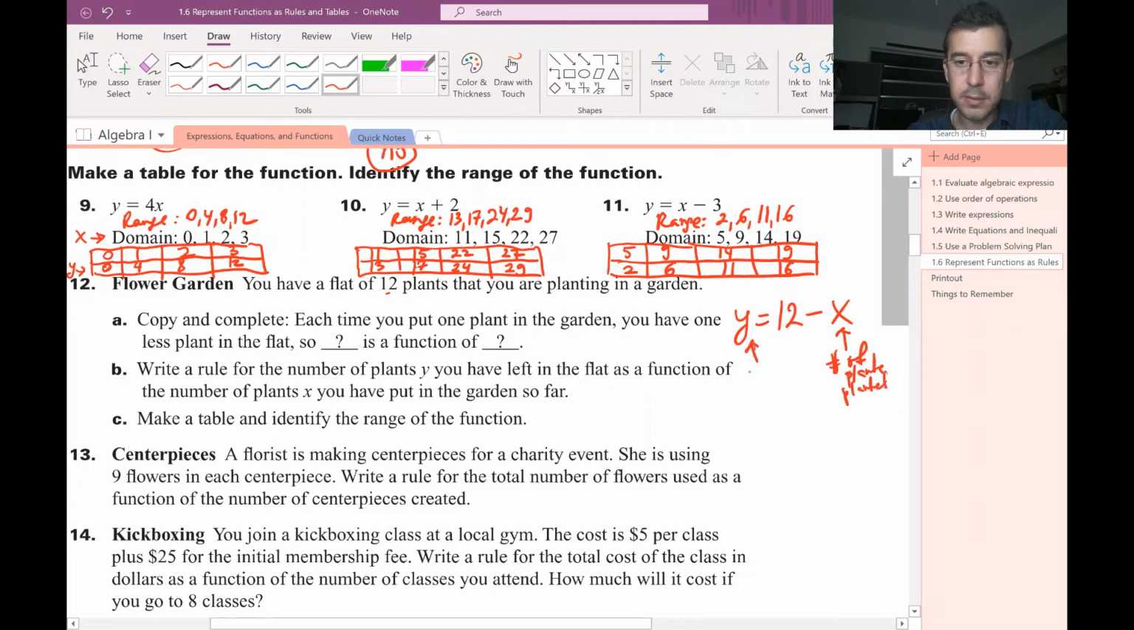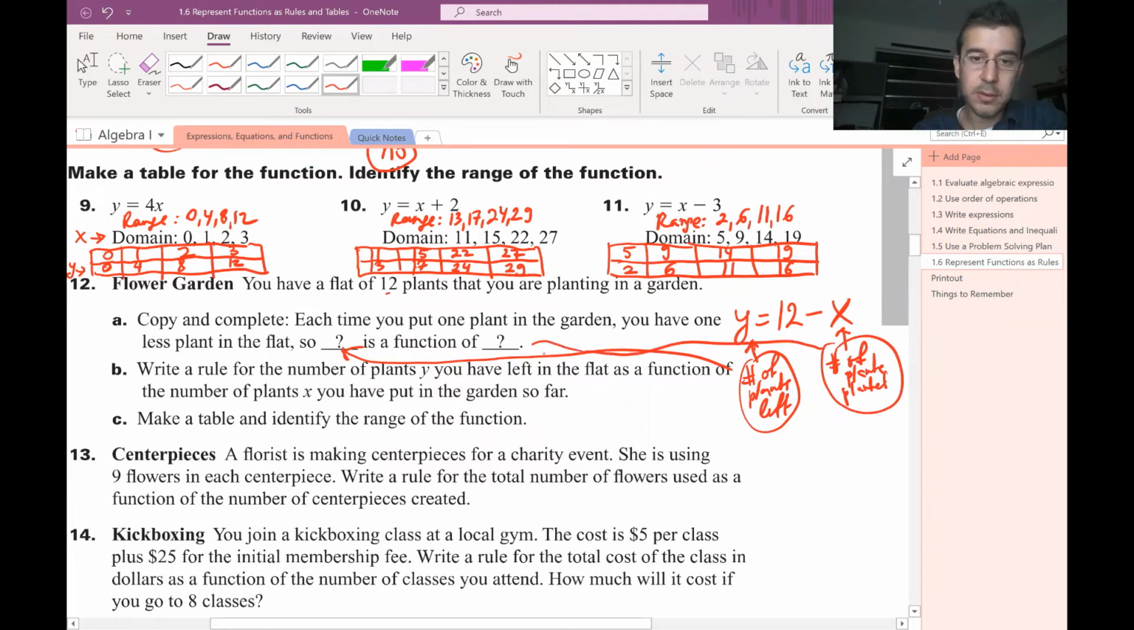And then this is number of plants left. Okay, so if you plant one plant, 12 minus 1 is 11. 11 is what you have left. So the number of plants left, so this goes here, is a function of the number of plants planted. This goes here. Okay, write a rule for the number of plants y you have left in the flat as a function of the number of plants x you have put in the garden so far. So this is that function. Make a table and identify the range of the function.